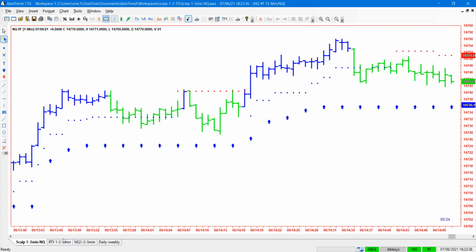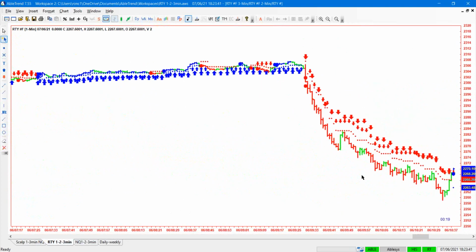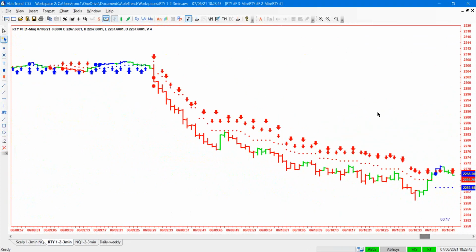You've got the scalp chart. You've got the trend chart. Just depends on whatever you like to trade. Abletrend's got you covered. Stocks, long term, this way you don't have to day trade. Futures, Forex, works the same for every market in the world.